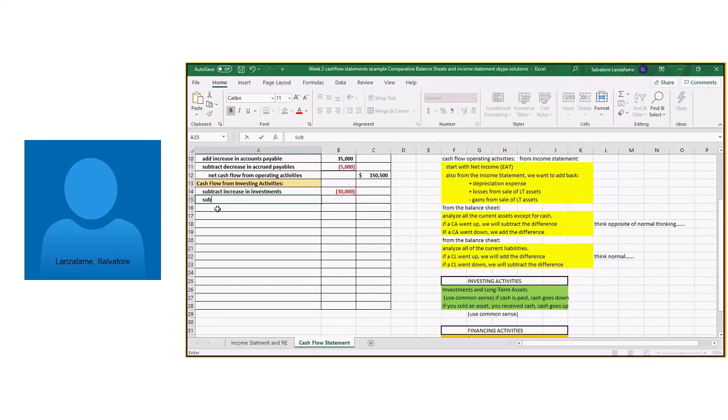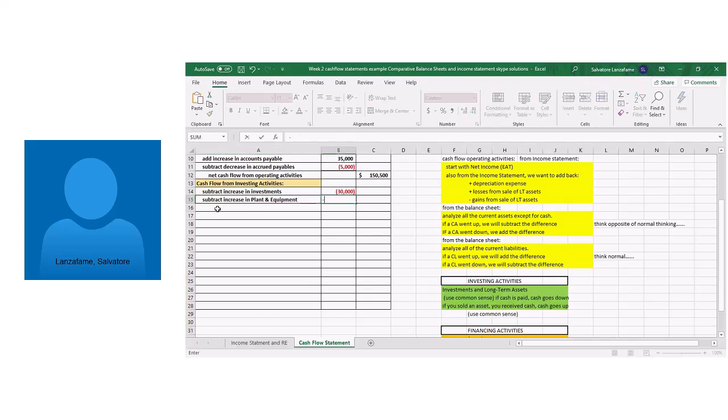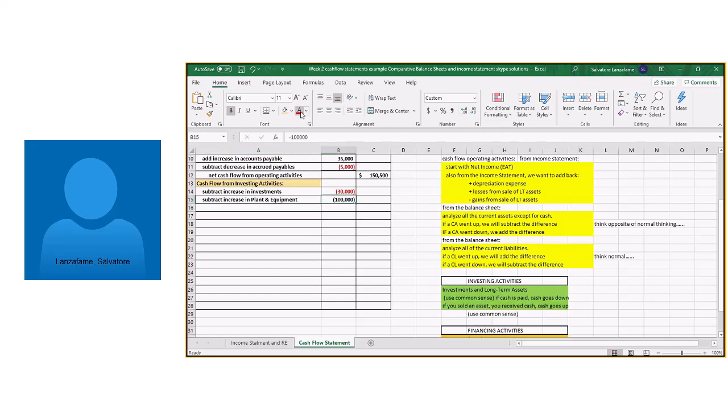Subtract my increase in plant and equipment. It took me forever to find the ampersand. What the heck? There were no other investing types of things. So I can conclude this section.